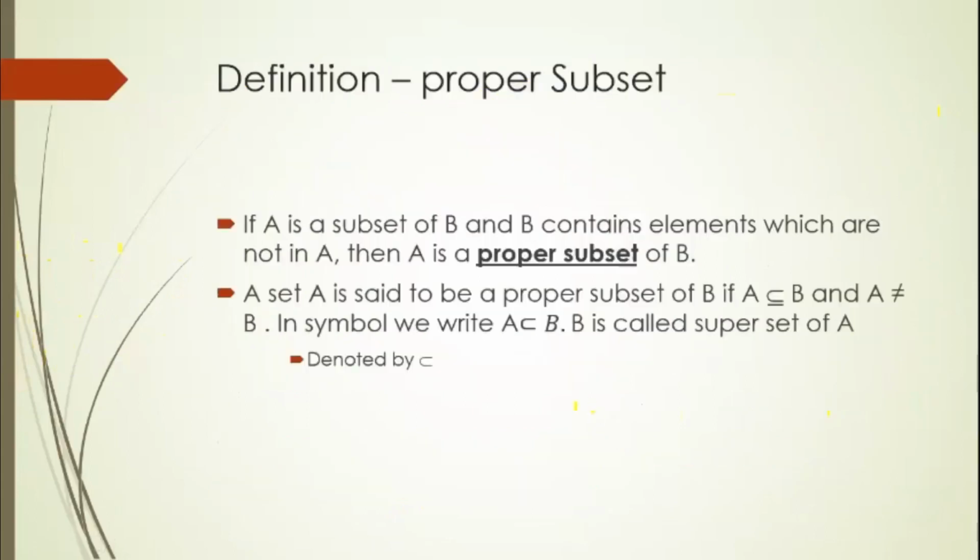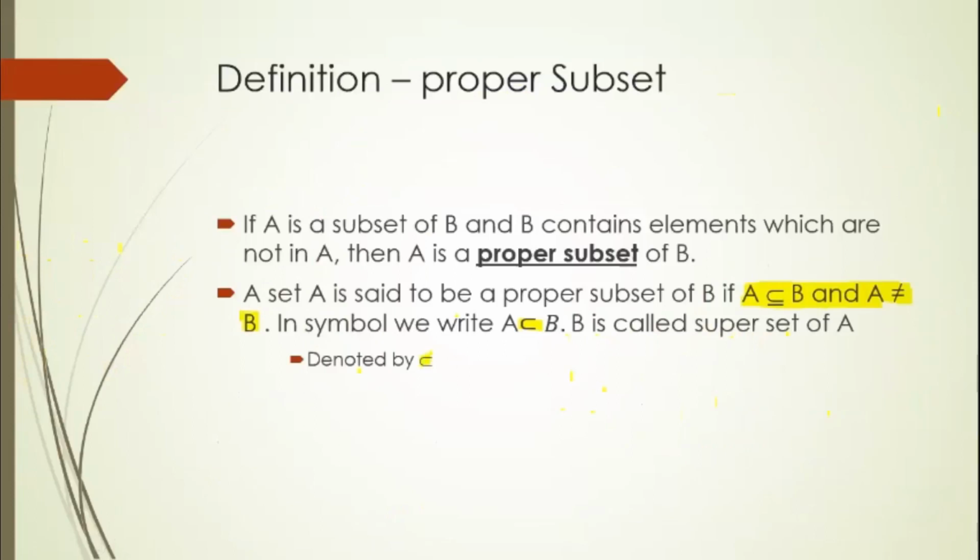We have now the proper subset. If A is a subset of B and B contains elements which are not in A, then A is a proper subset of B. A set A is said to be a proper subset of B. You would see here the representation again for proper subset. And these are the two conditions that we have to check before we can say that given sets are a proper subset of each other. Okay. So here, B is called a superset of A.